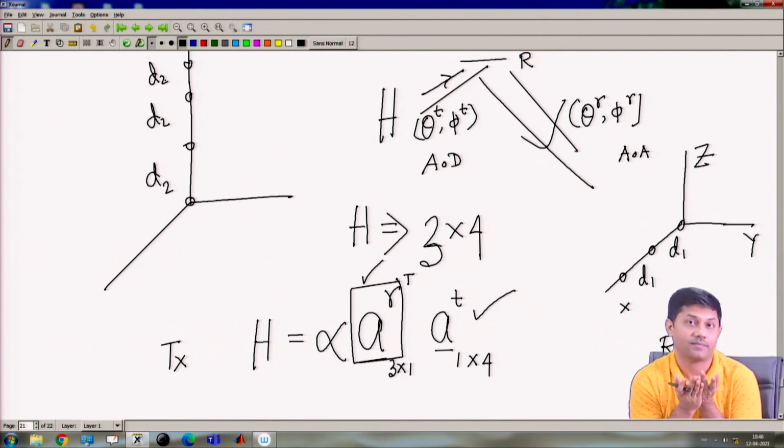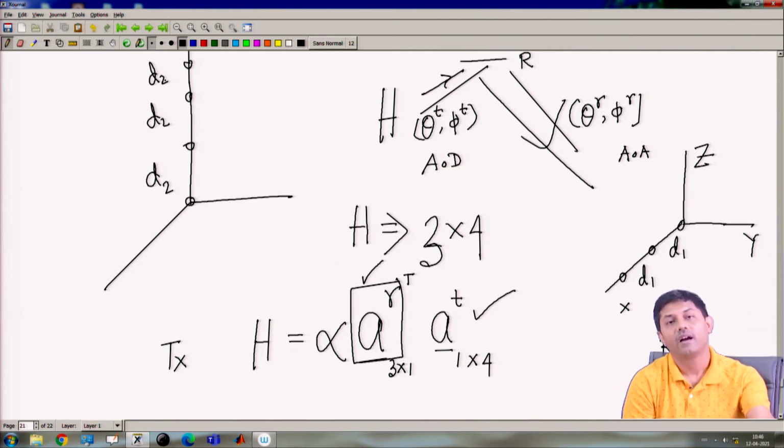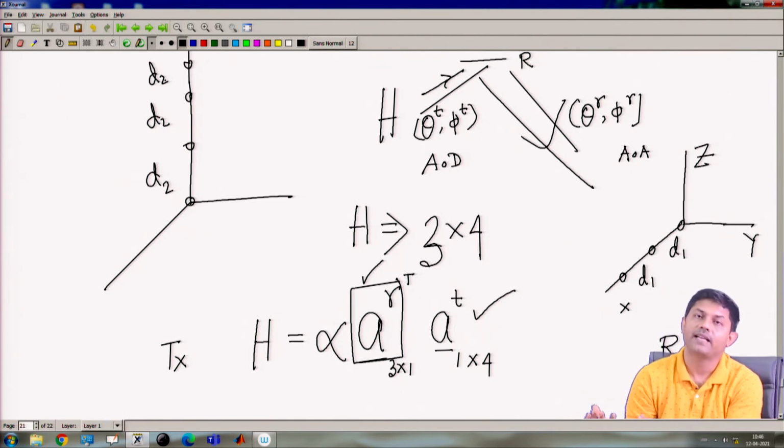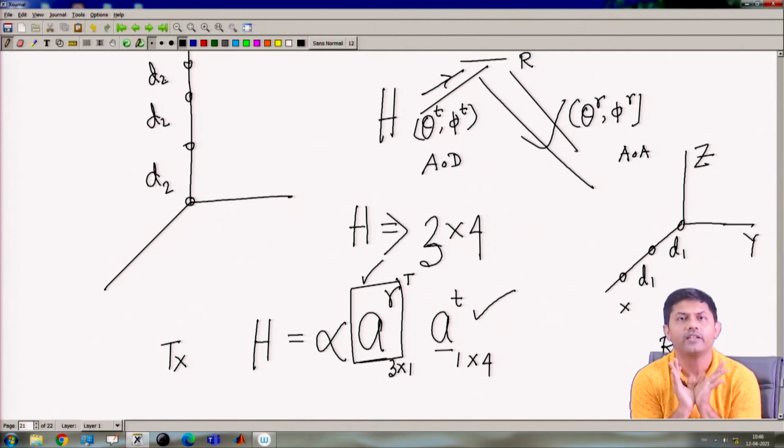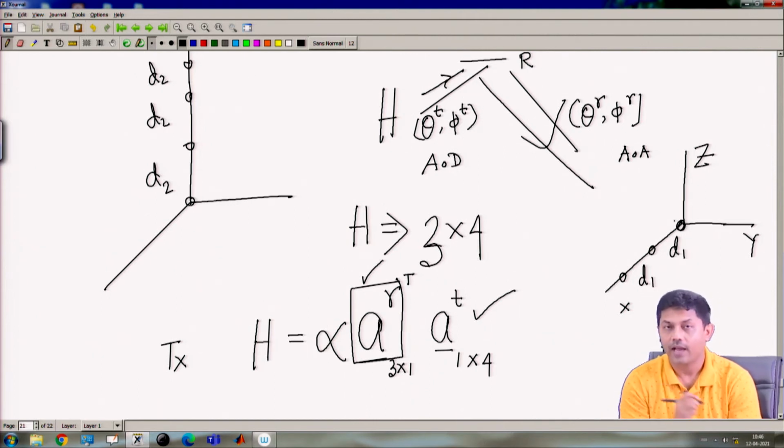There is no relationship, because I can have my own separation of antennas on the transmitter side, and my own separation of antennas on the receiver side. The only thing is that they have to be greater than lambda by 2. That is the only requirement. They need not be the same. So, let us take a very general case. Now, I am constructing here.